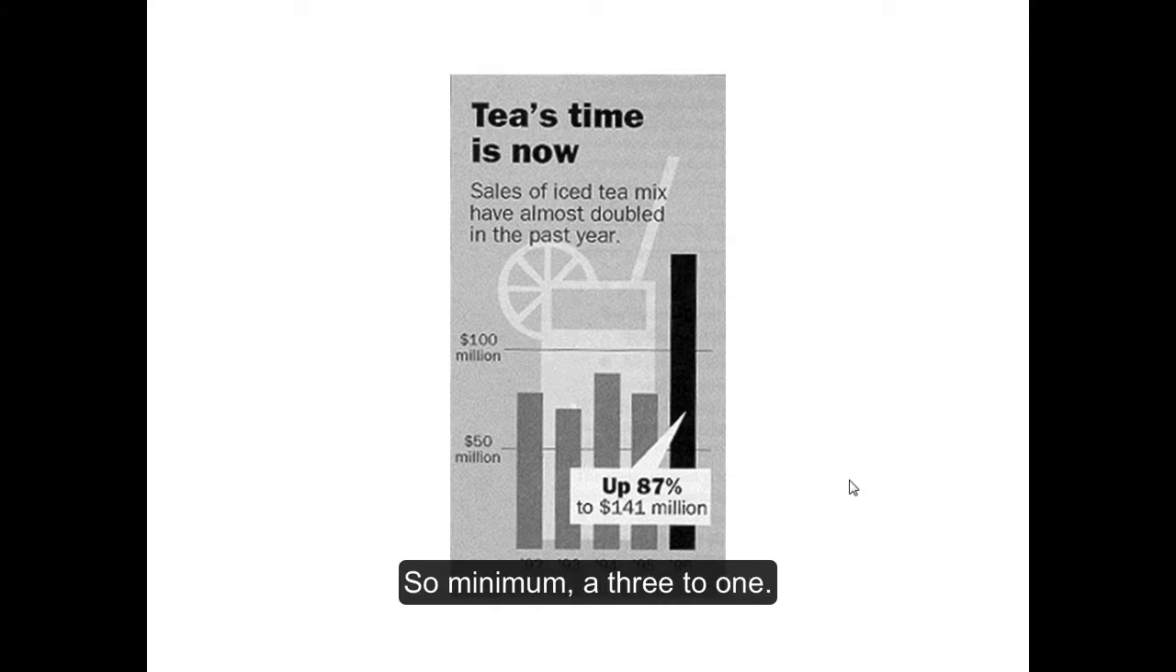So minimum a 3 to 1. So you don't want to basically go crazy with your ratios. We'll talk about this more again at the end of this lesson. So how do you create it?